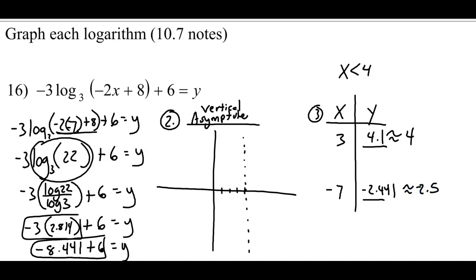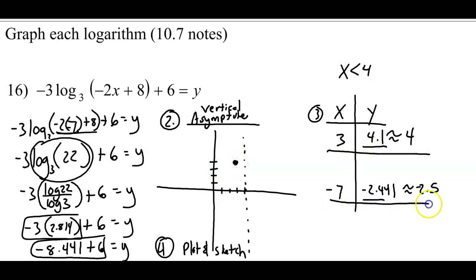So now we're ready for step 4, which is to go ahead and plot these dots and connect them up. So plot and sketch. So here we go. I'm going to plot the point (3, 4). So over 3, up 4. And (-7, -2.5).